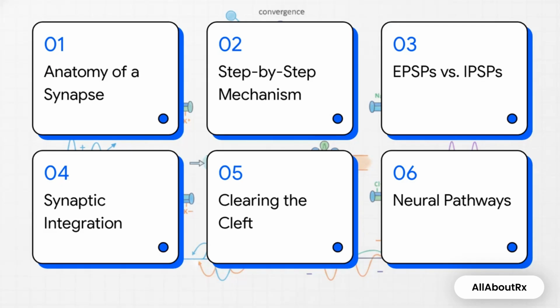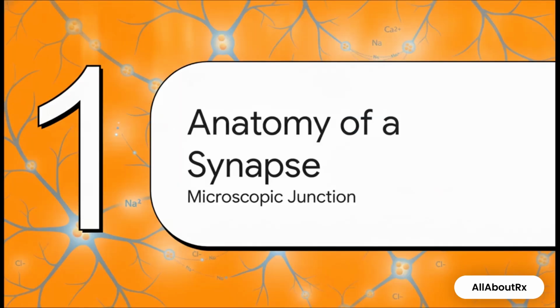So here's our roadmap for today. We'll hit the anatomy of a synapse, the step-by-step mechanism, EPSPs versus IPSPs, synaptic integration and summation, clearing the synaptic cleft, and finally, neural pathways and networks. Let's get into it. Section 1.